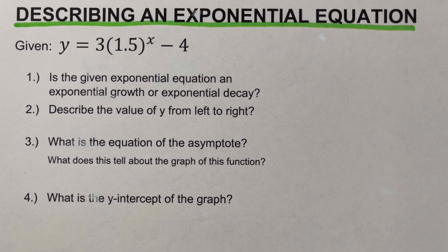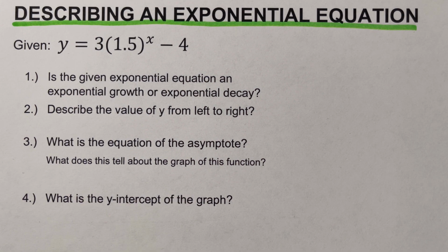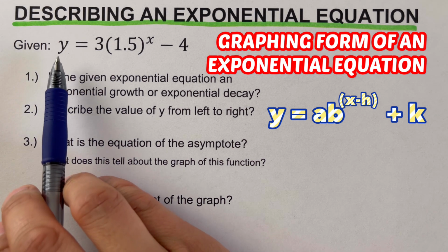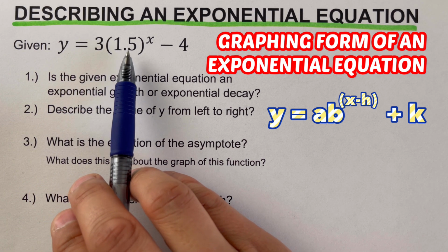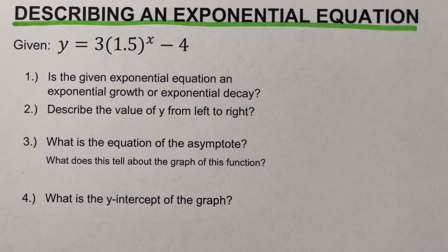Hello everyone. In this video, we will be extracting information given an exponential equation. We remember that the graphing form of an exponential equation is y equals ab raised to the power x minus h plus k. Looking at this example, we are given the equation y equals 3 parentheses 1.5 raised to the power x minus 4. Our 3 here is the a, 1.5 is the b, our h here is 0, and our k is negative 4. Now let's go over these questions that we have here.